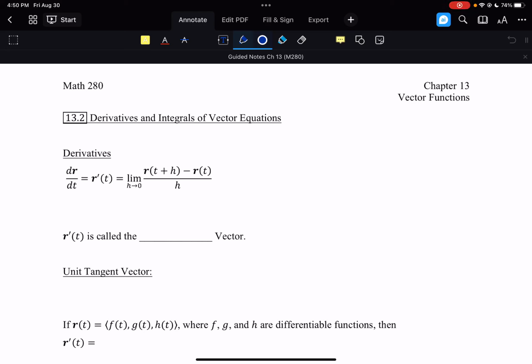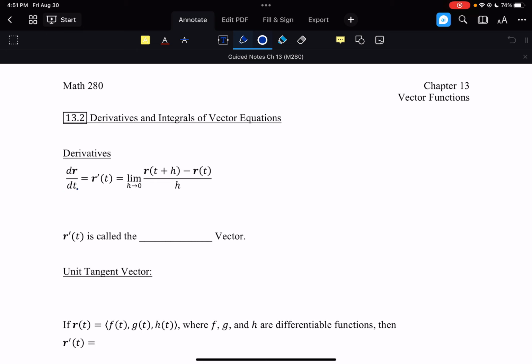Welcome to section 13.2. In this section, we are going to continue looking at vector functions and vector equations and how we can apply a little bit of calculus to these topics. So we're going to talk about some derivatives and integrals. To start off, we have the derivative of a vector function.